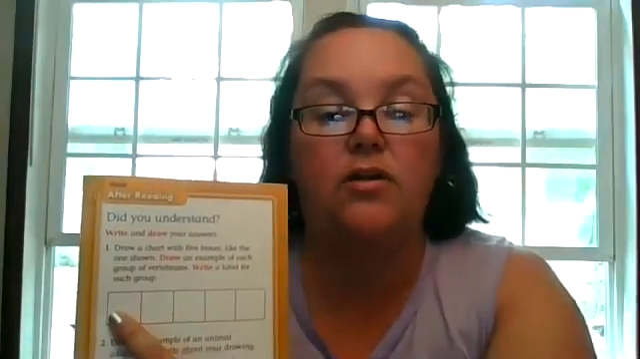Did you understand? You're going to use the chart, or you can draw your own chart on a separate piece of paper if you want to make it bigger. And you're going to draw 5 boxes and draw an example of each group of vertebrates. Write a label for each group. So go back into the booklet and find where it talks about vertebrates, as in animals that have backbones. And draw a picture of each group and make sure you label your picture.